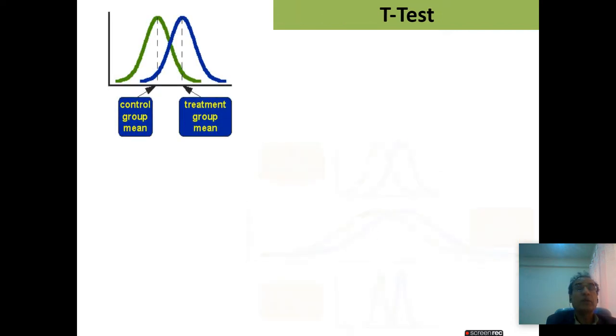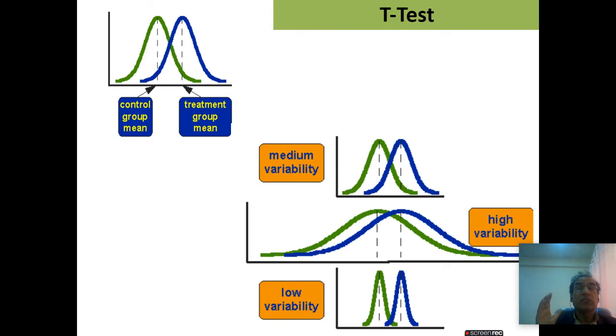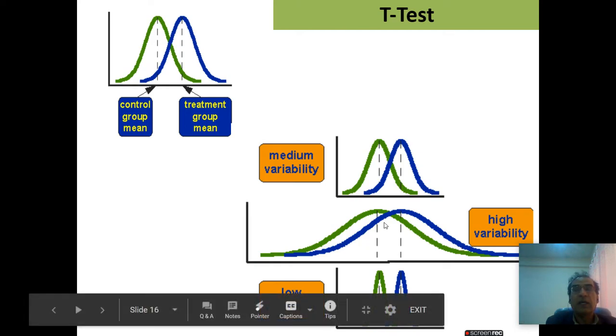T-test. When we apply the t-test in experimental research, in experimental research we take two groups. One is the control group mean, the other is the treatment group mean. So first you can see medium variability in the picture, in the second you can see high variability, and then the low variability. So these are three different types of variability.